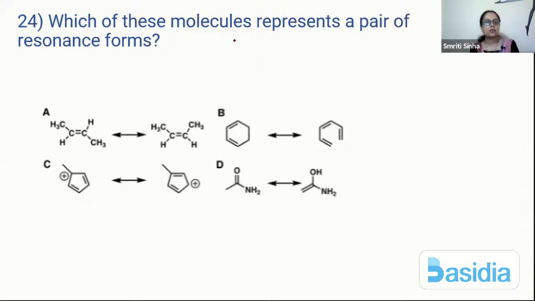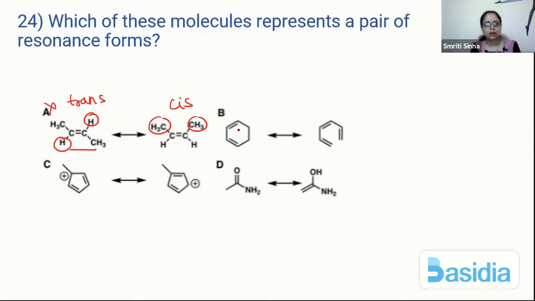Next, which of these molecules represents a pair of resonance forms? So you have the following molecule, and which one will show the correct resonance form pair? For the first, this is trans, because two same groups are on opposite ends. This is cis, two same groups on the same side. So this is not resonance. Actually, this is a geometrical isomer.